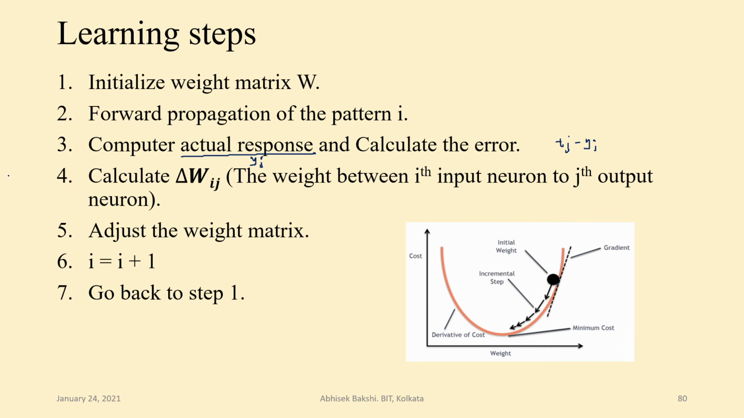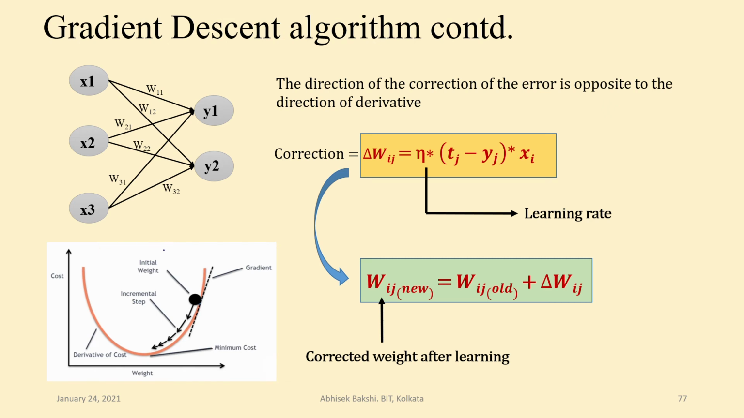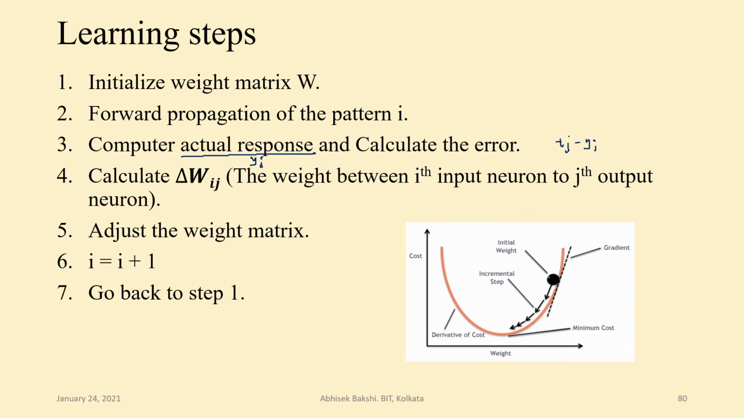What does it mean, adjusting? Adjusting this weight matrix means this equation. So basically we will find out the new value of wij by adding wij with del wij. Okay. And then I equals I plus 1. Why this I? This I is basically representing the number of patterns. Okay. And then go back to step 1.